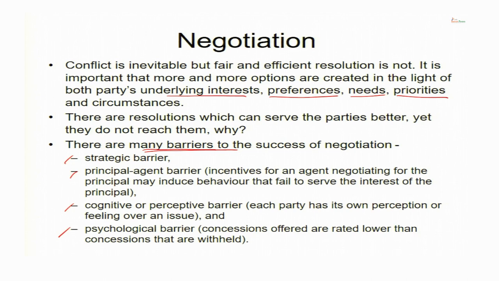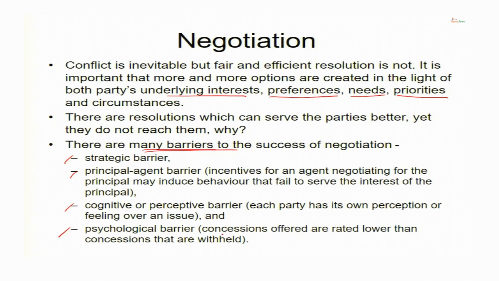There may be cognitive or perceptive barrier. Each party has its own perception or feeling over an issue. When do we take a gamble? We don't gamble for profit. We gamble to avoid loss. Now, people have different perceptions about the risk which they want to take in relation to avoiding loss or in case of maximizing profit. The last one is psychological barrier.